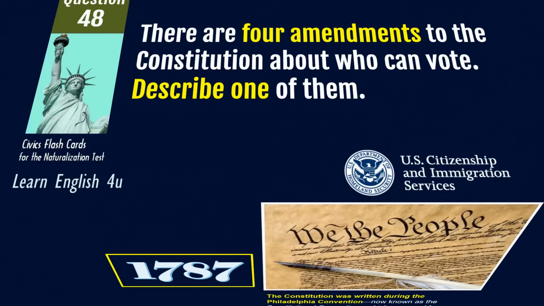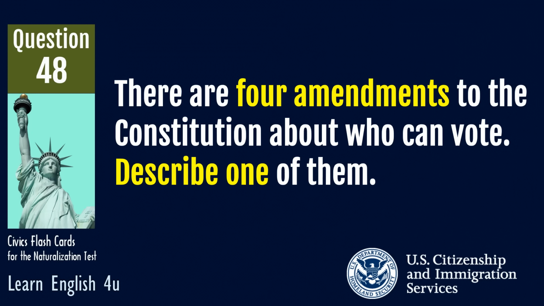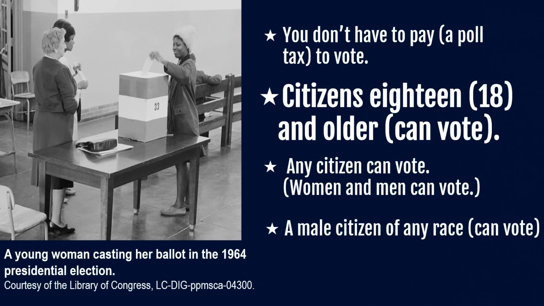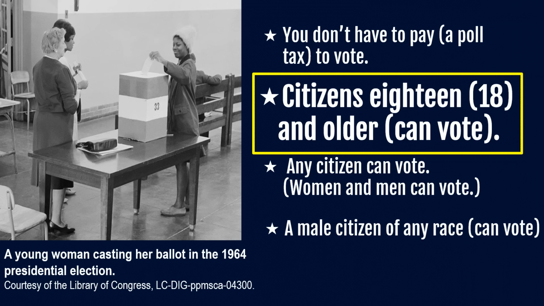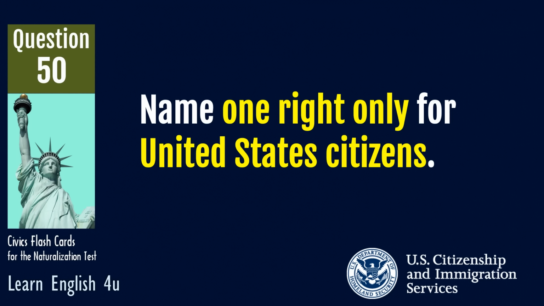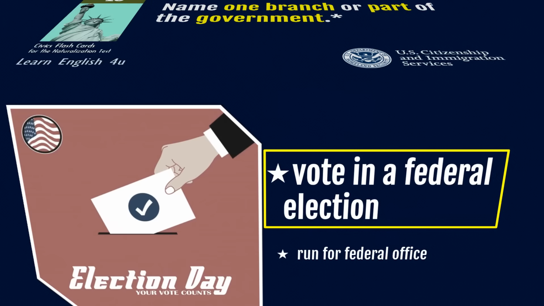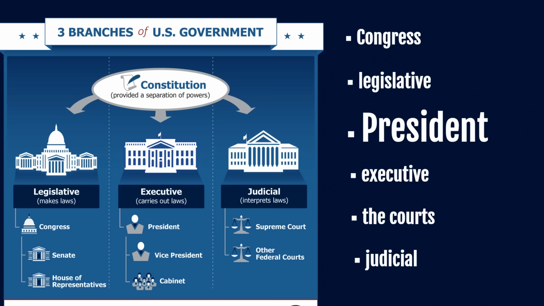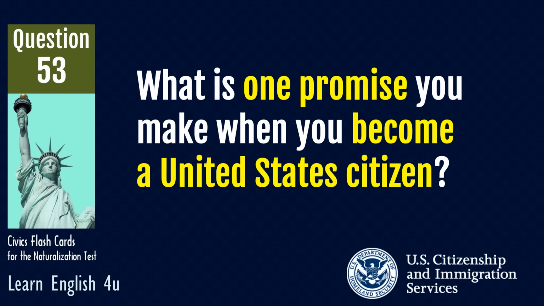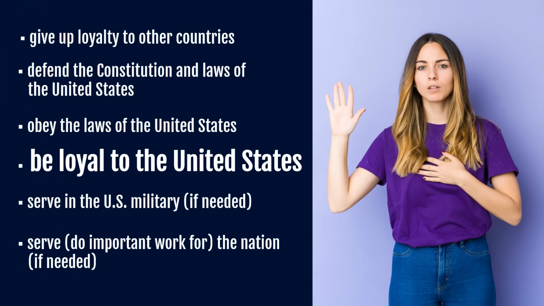There are four amendments to the Constitution about who can vote. Describe one of them. Citizens 18 and older can vote. Name one right only for United States citizens. Vote in a federal election. Name one branch or part of the government. President. What is one promise you make when you become a United States citizen? Be loyal to the United States.